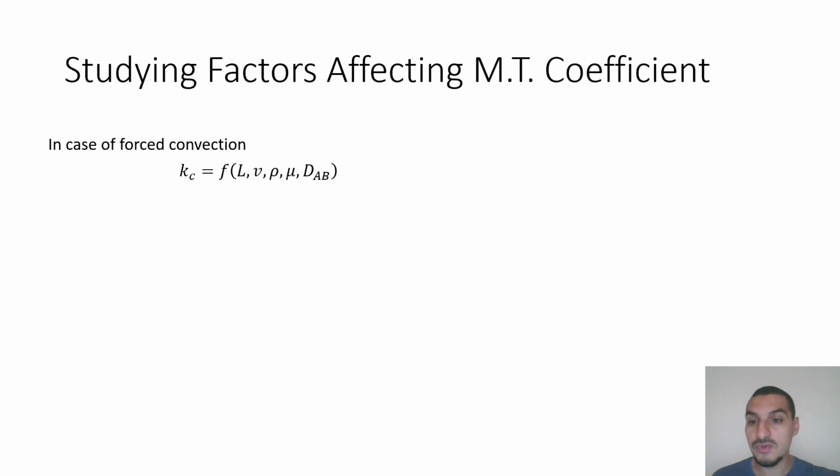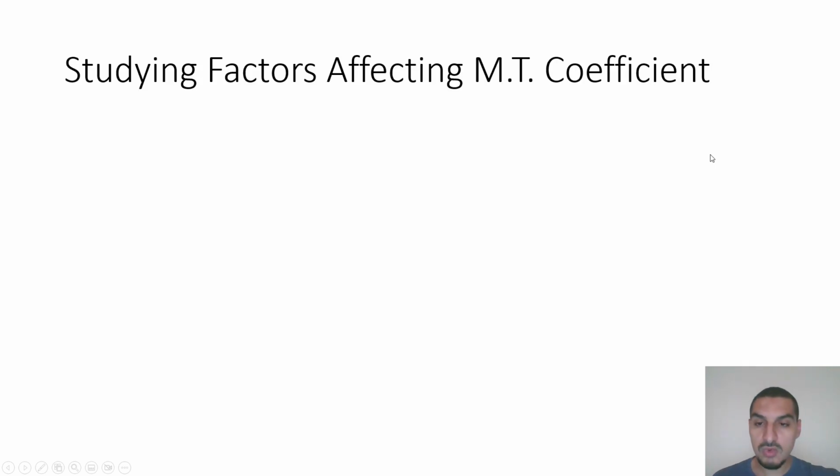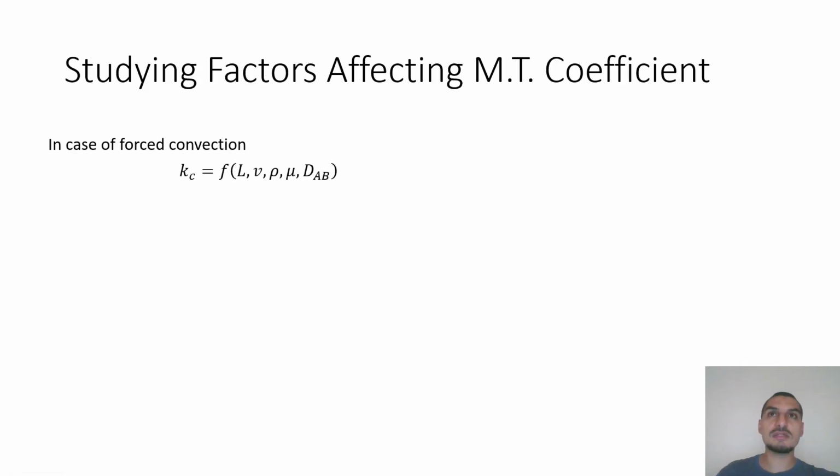Does the mass transfer coefficient increase if they increase, or decrease as they decrease? This is something that we don't know, and that's why we need to do experiments to study the effect of each one of these parameters on the mass transfer coefficient. And this takes us back to the name: it's dimensional analysis coupled with experiments. So what we are going to discuss here is the steps that you would do as an experimentalist doing the experiments to find out the effect of each one of these parameters on the mass transfer coefficient.